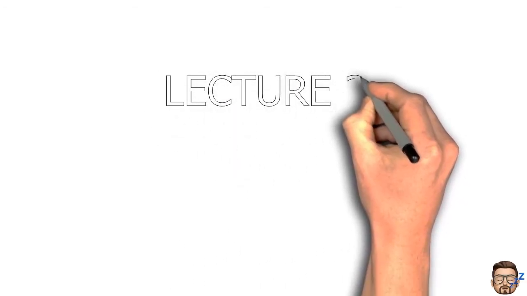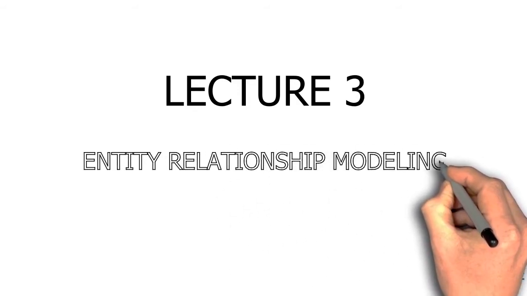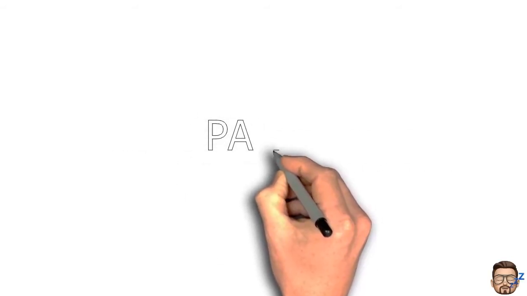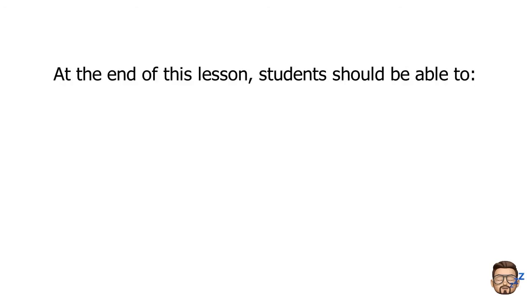Assalamualaikum and hi everyone. We are now in lecture 3, Entity Relationship Modeling, part 2. In this lesson, we will take a look at attributes, attribute types, strong and weak entities, and attribute on relationship.